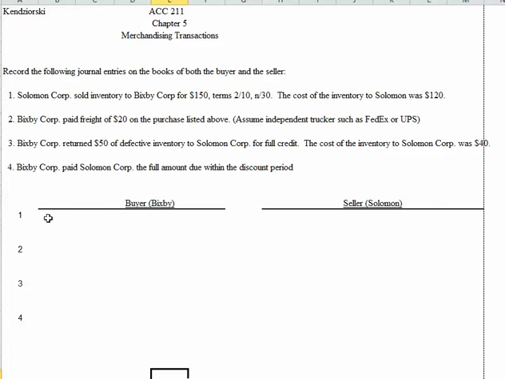So what we'll see in our first journal entry is a new asset being created. The buyer is purchasing inventory. So we have a new asset on our books for $150. Now, how do you know whether the buyer is paying cash or on credit? Whenever there are terms stated, as we have here, always make the assumption that that is a purchase on credit. So we've got accounts payable on the credit side.